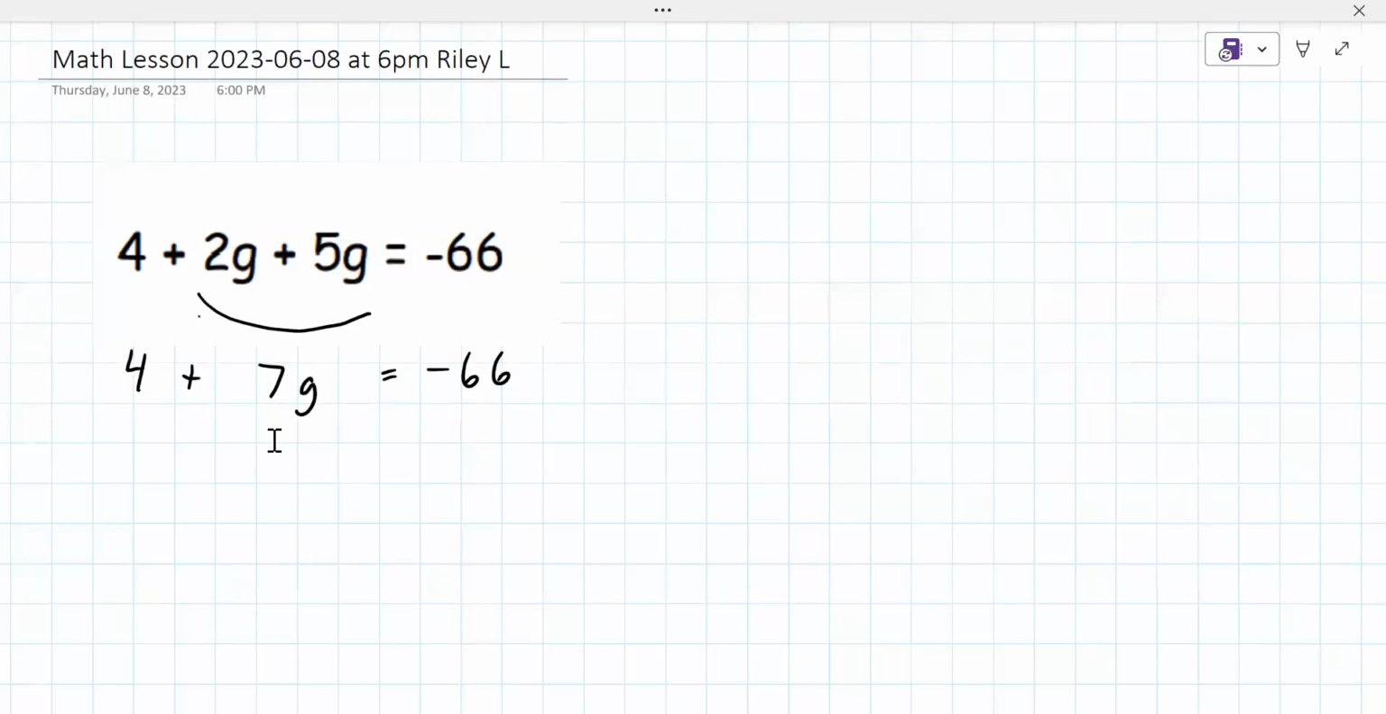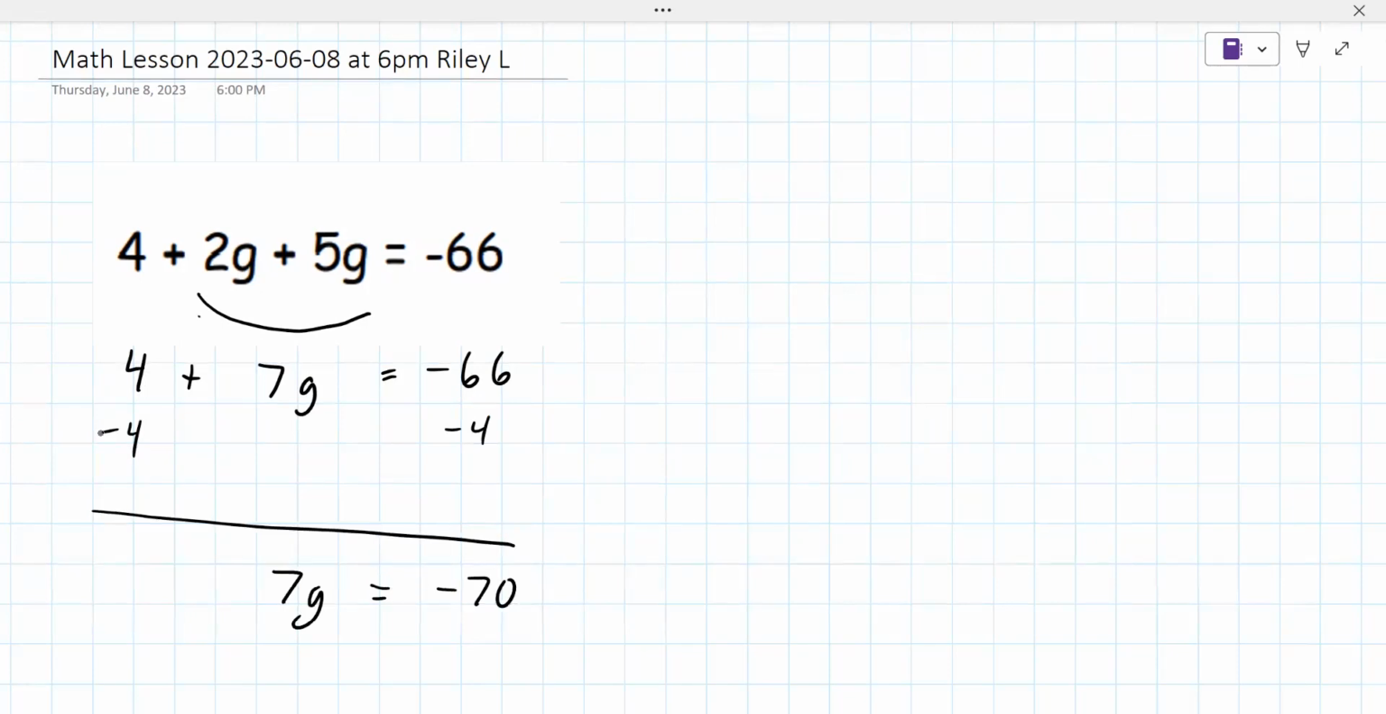Okay, and now when you look at the side with the variable, that's the side on the left here. What should you undo first, this addition of 4 or this multiplication by 7? The addition of 4, so you would subtract 4. You'd subtract 4 from 4 and then 4 from negative 16. What do you subtract from?